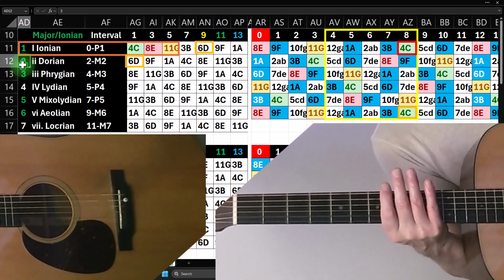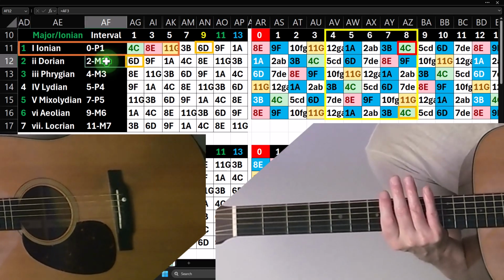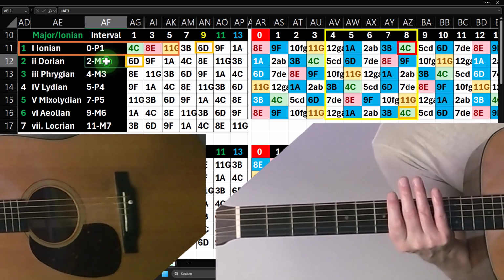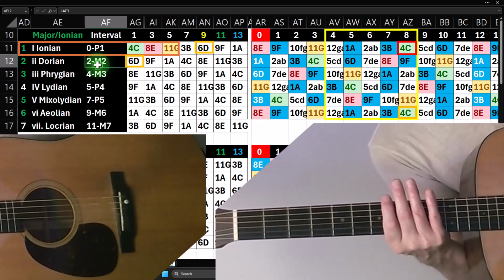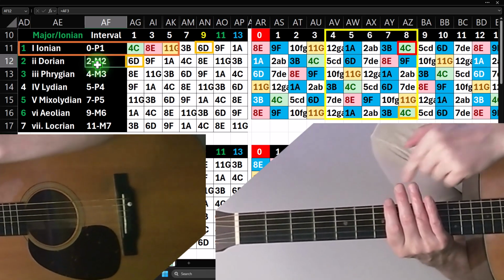That's what that number 2 means. But most people don't iterate or list or name the actual distance, and the actual distance is 2 notes away. And so I'm going to name it every time that it's 2 notes away because I want to be able to count to find all of them.